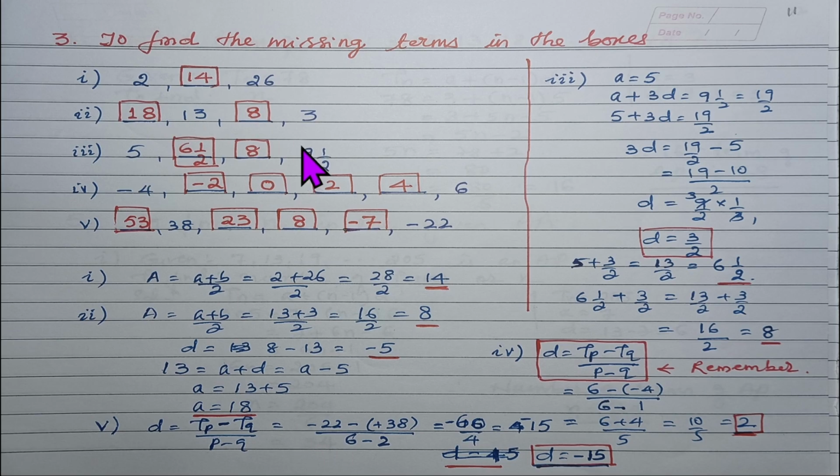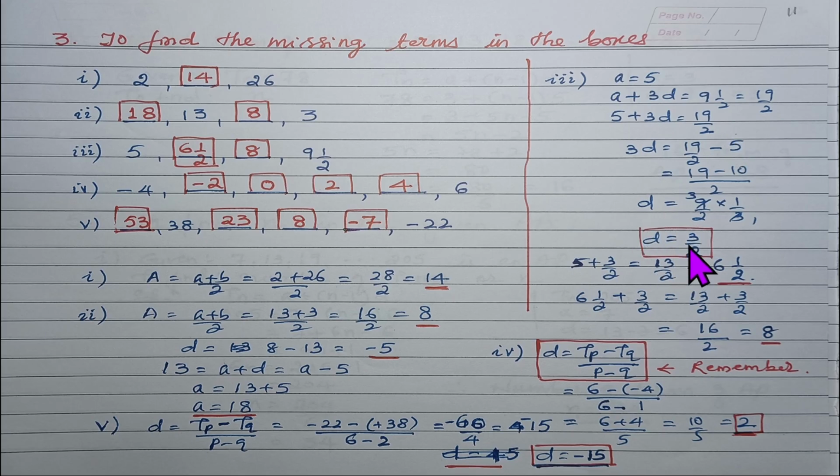Now coming to the next example, we have been given the terms as 5, blank, blank, and 9 and a half. Now please understand here, a is 5, the second term is a plus d, the third term is a plus 2d, and the fourth term is a plus 3d. So if a is 5 and the fourth term is a plus 3d, that means 9 and a half is a plus 3d. So a plus 3d is equal to 9 and a half, that is 19 by 2. Simplifying, we get the value of d, and d is 3 by 2.